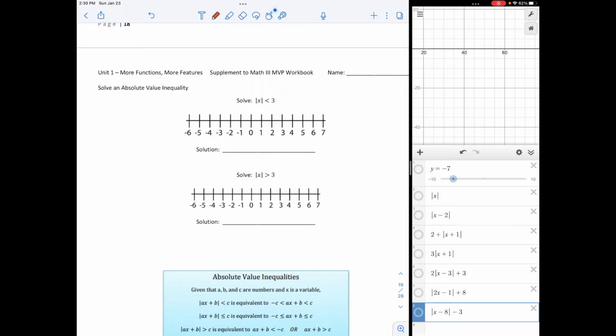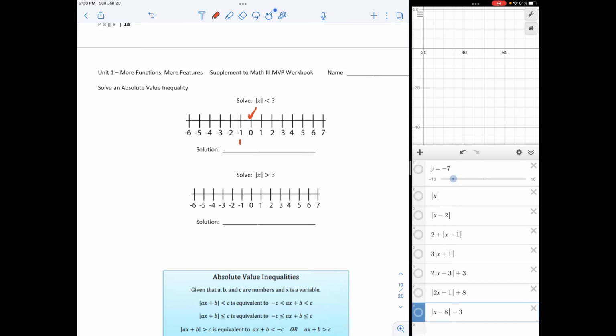But let's go back and look at some other stuff. Let's think about this for a second. Now remember, I've told you an absolute value is the distance the number is from 0. So which of these numbers on the number line will make this true? Would 0 make this true? Is 0 less than 3? Yeah, 0 is less than 3. When I take the absolute value of 0, it's less than 3.